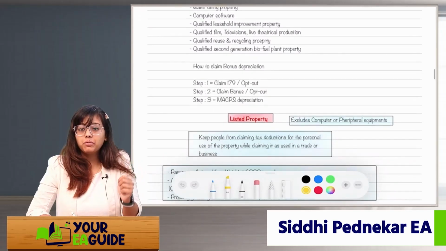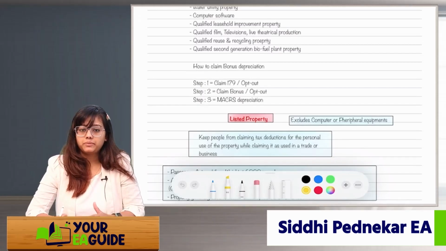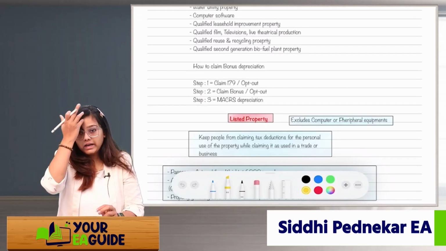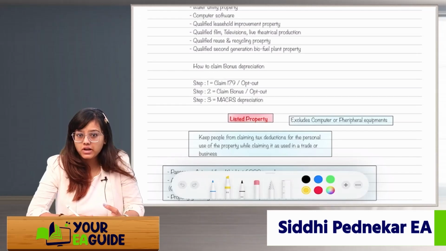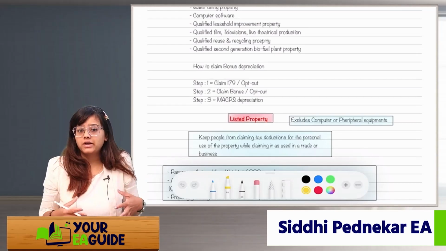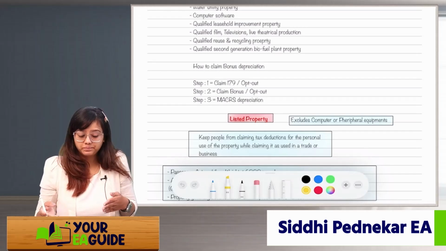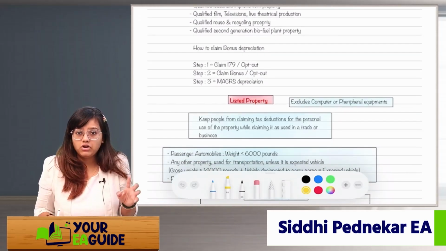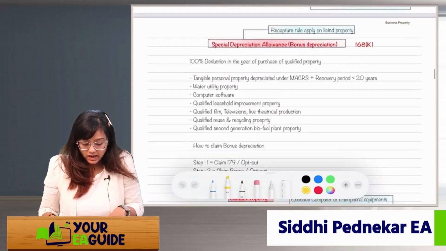Now, how to claim the bonus? First, either you can go for 179 or you can opt out. If you have not claimed 179, then you can go for bonus depreciation. If you're not claiming bonus depreciation, just take one depreciation, that is MACRS depreciation, according to the MACRS different methods, right? Mid-month, remember the conventions that you can go through. Either take 179, or take bonus depreciation, or take MACRS method, straightforward.